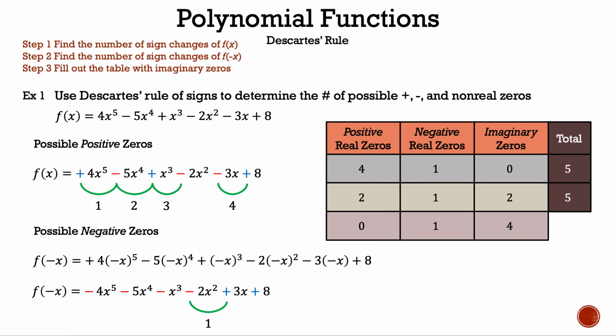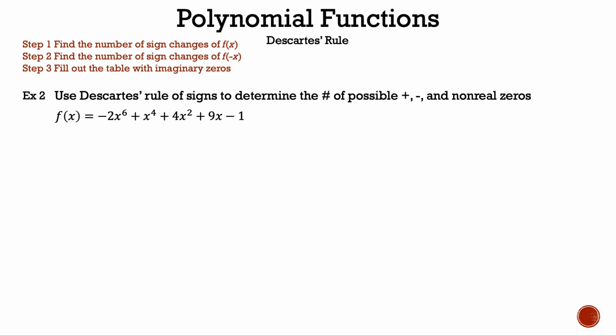How many imaginary numbers do we think we have now? That's correct, 4, which makes our total 5. We can't subtract anymore, because if we subtract 2 from either the positive or negative zeros, it would be a negative amount. That is example 1. Let's move on to example 2.